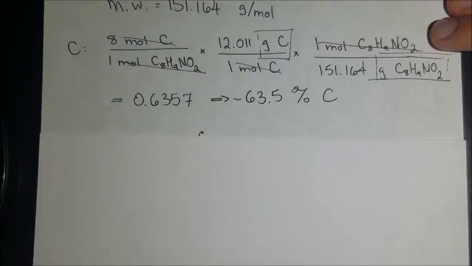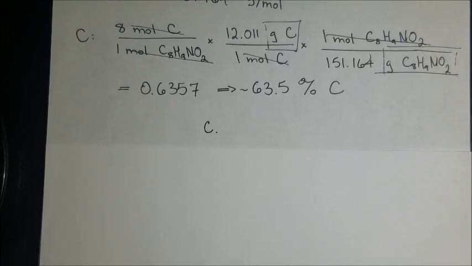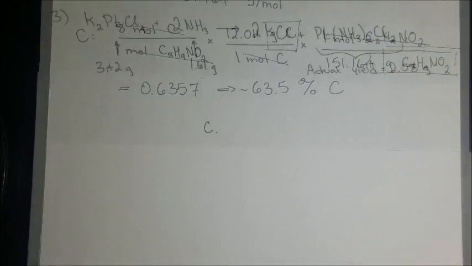This pretty much already gives us the answer. The answer for number 2 is C. The reason we didn't need to go any further is because C was the only answer that had 63.5% carbon in it. So once you determined this for carbon, you could eliminate all the other answers and just go ahead and circle C, and you would be all good to go. All right, so C is the right answer for number 2.